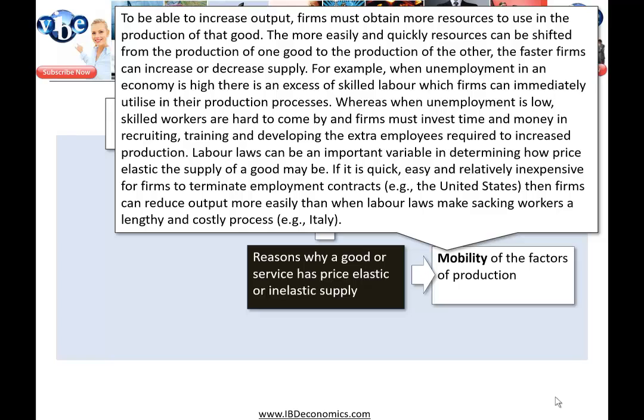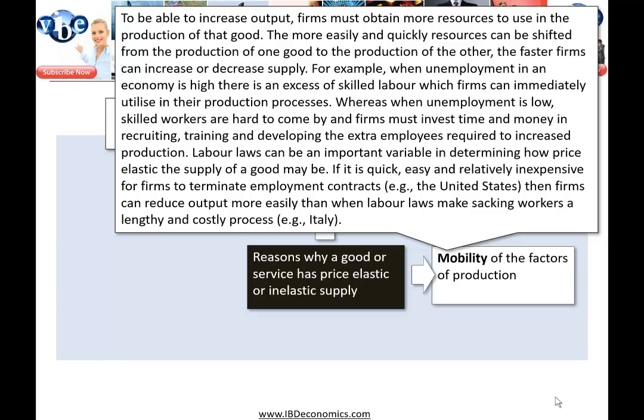Another important one, mobility of the factors of production. To be able to increase output, firms must be able to obtain more resources to use in the production of it. The more easily and quickly resources can be shifted from the production of one good to the other, the faster firms can increase or decrease supply. For example, when unemployment in an economy is high and there's an excess of skilled labour which firms can immediately use in their production process, but when unemployment is low, skilled workers are hard to come by and firms must invest time and money in recruiting, training and developing extra employees required to increase production.